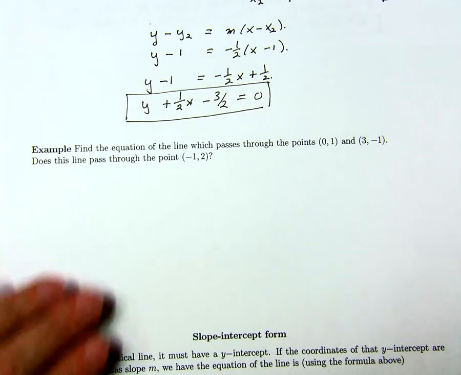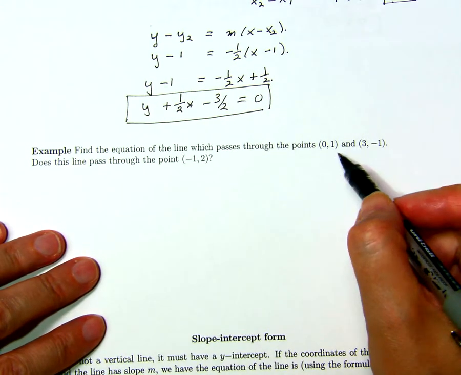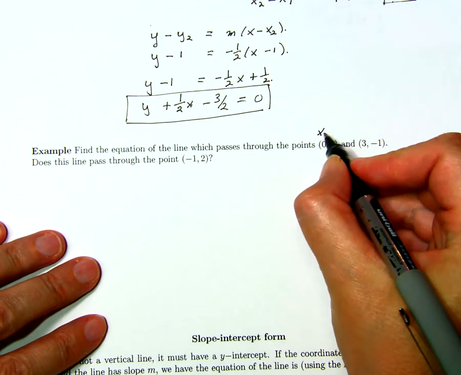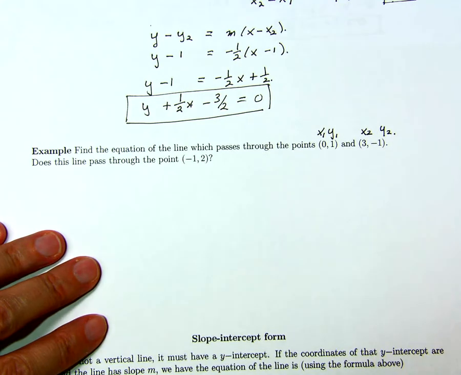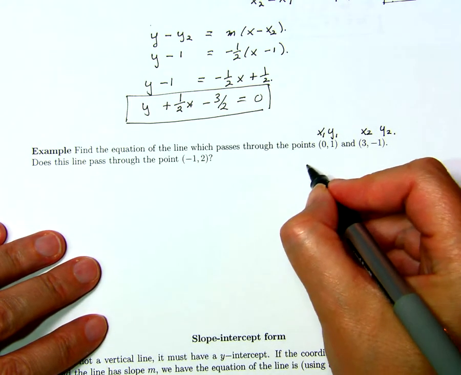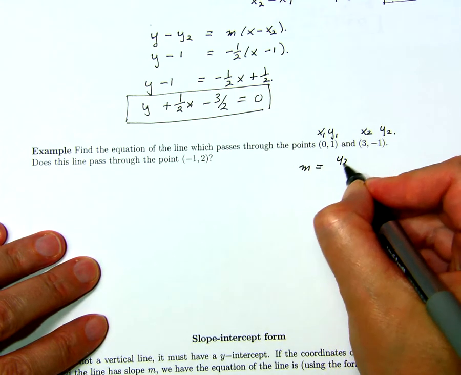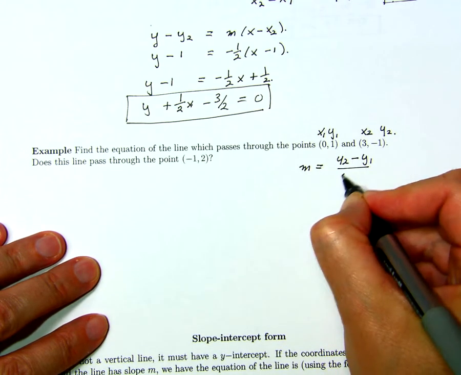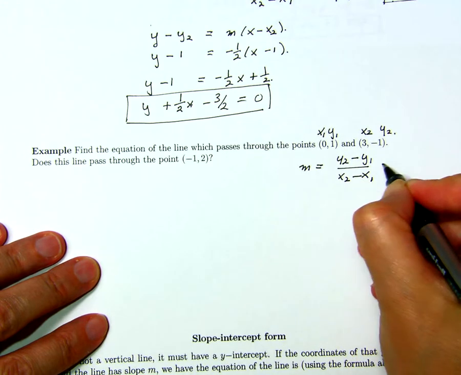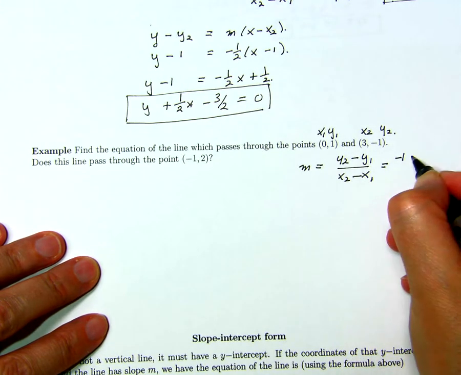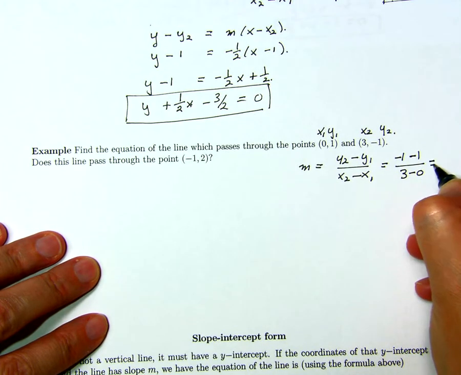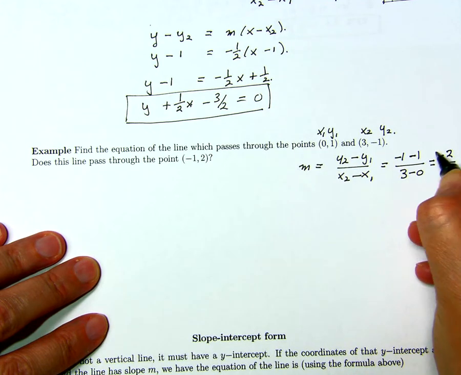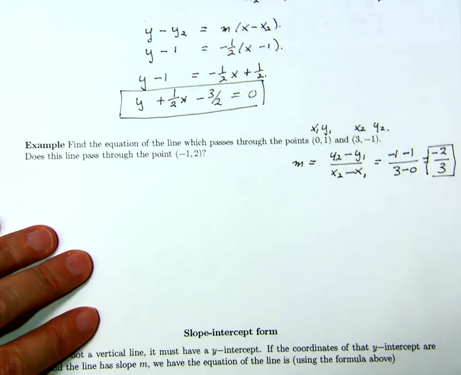Another question very similar in nature. Given these 2 points, what's the equation of the line passing through it? And again, you should attempt this and then check out the solution. So we do exactly the same thing. We find the slope of the line, and I fill in the details here. I have -1 minus 1 over 3 minus 0. That's -2 over 3. That's the slope of the line.